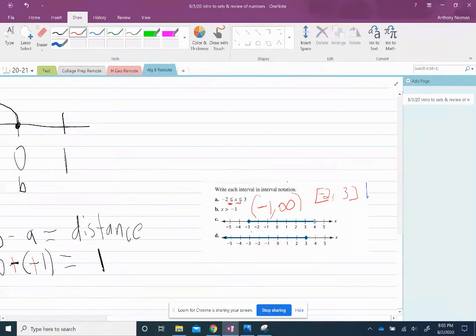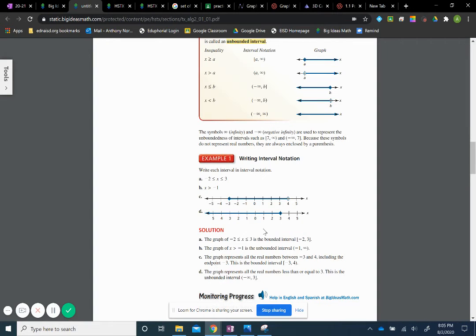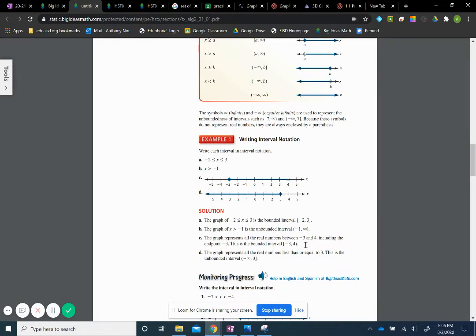So for C, we have to read this. This closed circle means bracket. This open circle means parenthesis. This says -3, comma, this says 4. This keeps going and it doesn't stop. We're going to go all the way to negative infinity. Can't actually equal it, so we'll have an open parenthesis. Sorry, we have a closed dot, which means we have a bracket. The number is 3. And if we go back, it has the same answers as we put.